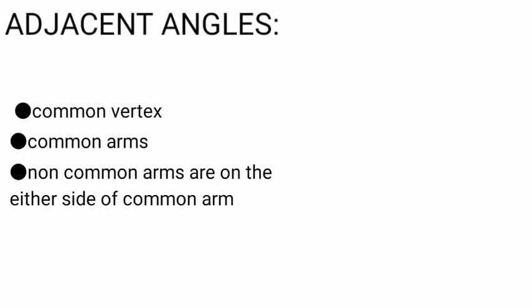Adjacent angles. There are some properties which must be satisfied so that we can say the angles are adjacent. The properties are they should have a common arm, a common vertex, and non-common arms on either side of the common arm. To know this better, look at this example.